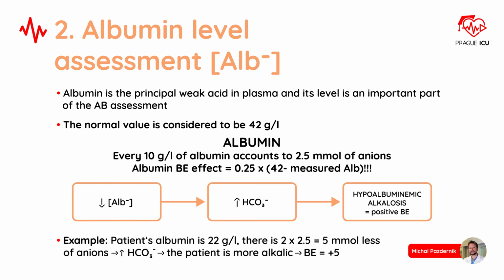See this example. Patient's albumin is 22 grams per liter. Therefore, there is 2 times 2.5, which means 5 millimoles less of anions, which leads to increase of bicarbonate. The patient is more alkalic. Base excess is plus 5.